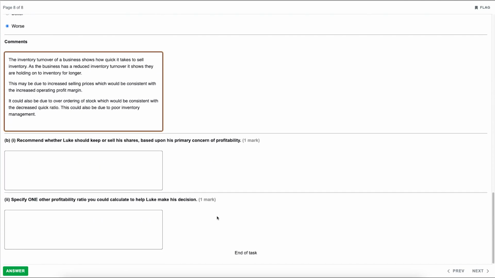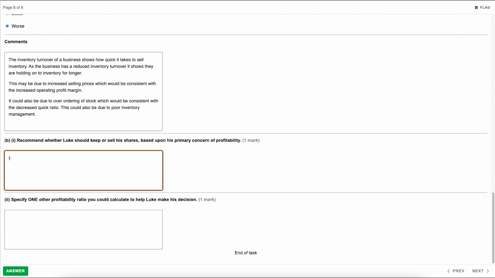So 2 more to go. So part B, recommend whether Luke should keep or sell his shares based upon his primary concern of profitability. Well, considering the operating profit margin has gone up, I would be suggesting to Luke that he keeps his shares. It's had a good increase on operating profit and there's no major concerns from the other ratios, so I would recommend that he keeps those shares.